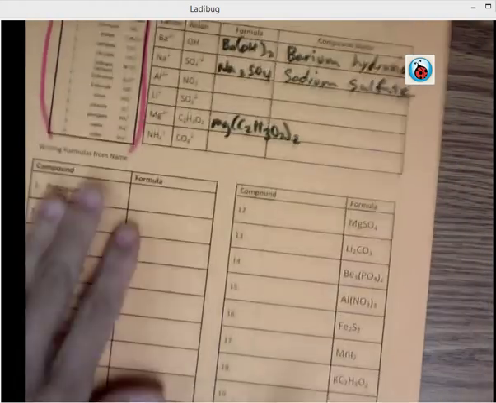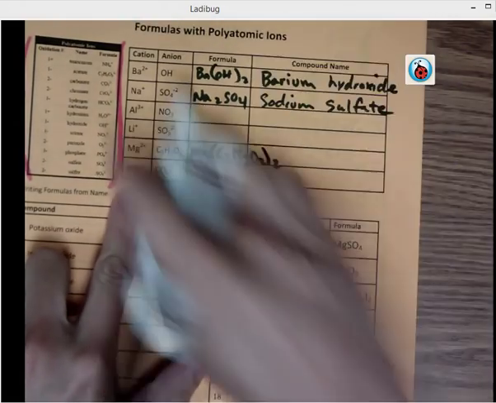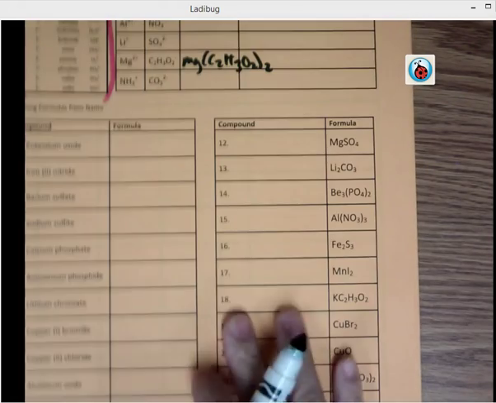Okay, complete this table. Pause the video, complete this table on top here, complete it, and then we'll move on to the bottom.